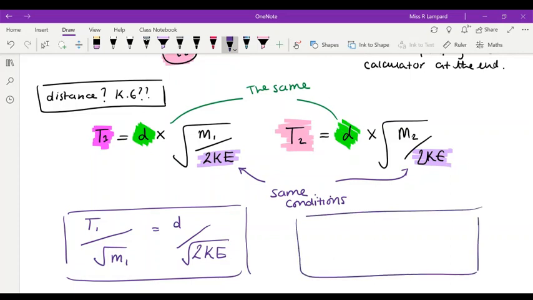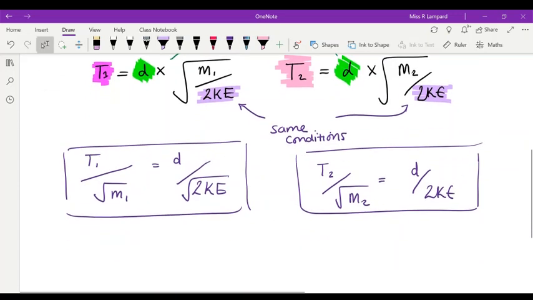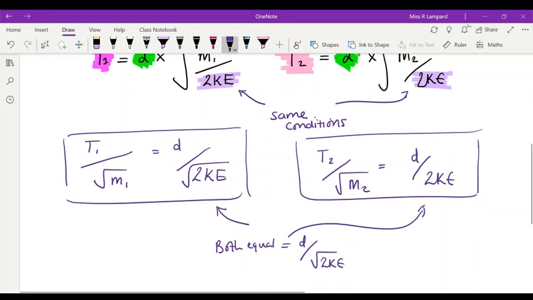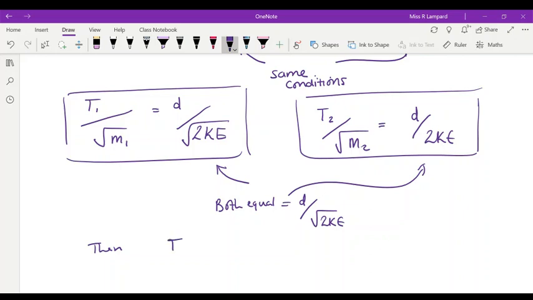And for ion number 2, we can say that T2, and we're going to rearrange this in the same way, divided by the square root of M2 is equal to the distance divided by the square root of 2 times the kinetic energy. Now, if both these terms, T1 over root M1 and T2 over root M2, are both equal to distance divided by the square root of 2 times KE, then T1 over root M1 must equal T2 over root M2.